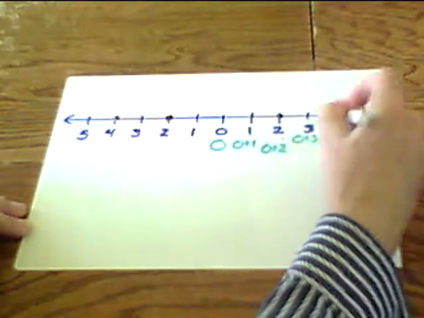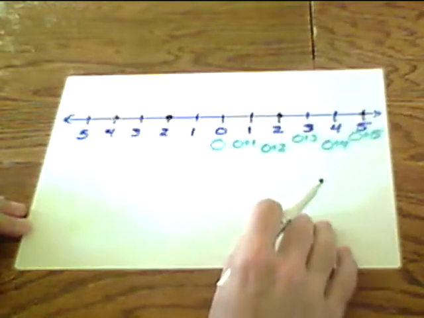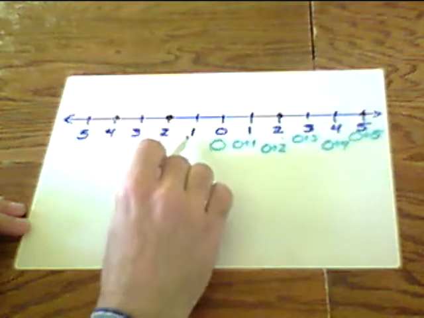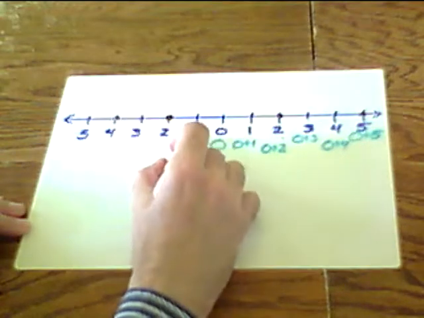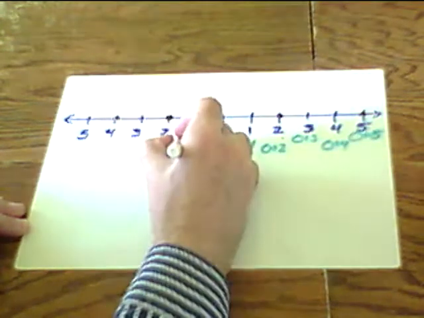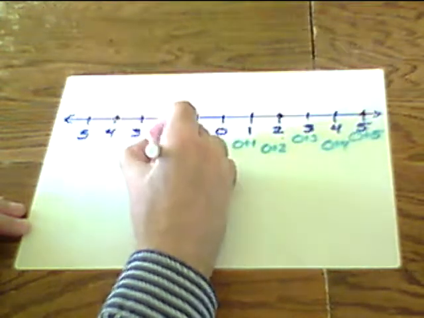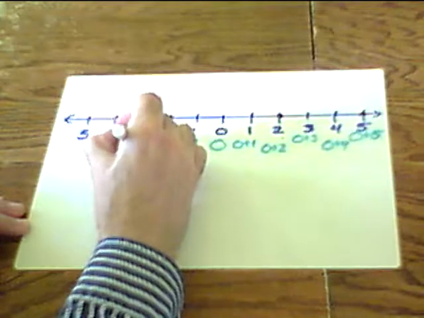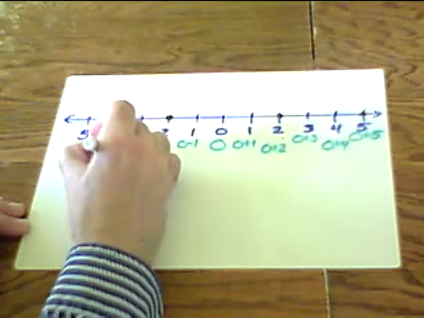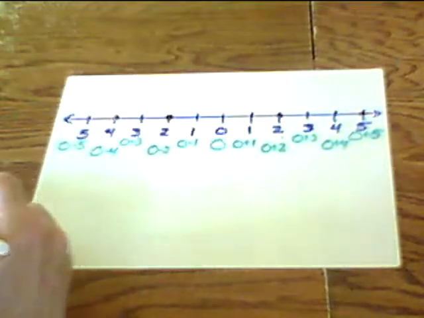And I'm just moving them up and down because I just don't have a lot of room here. My markers are writing very thick. The same with these numbers over here now. So instead of this being 1, this is 0 take away 1, or 0 minus 1. And this one would be 0 minus 2, 0 minus 3, 0 minus 4, and 0 minus 5.